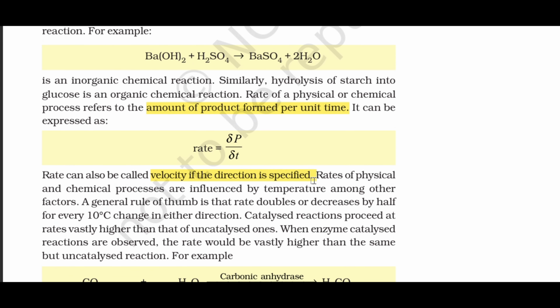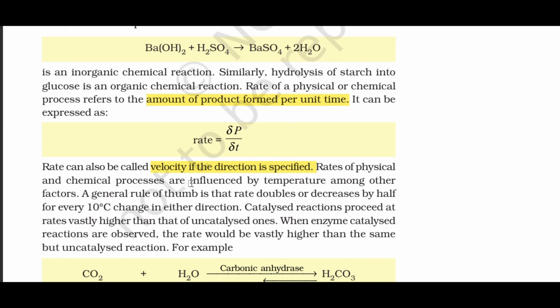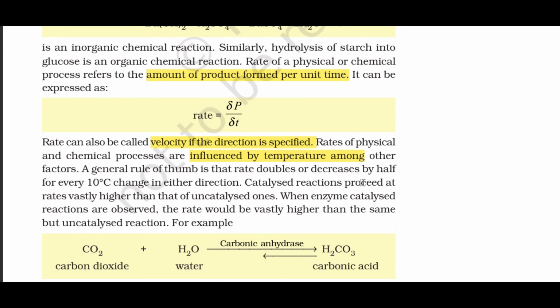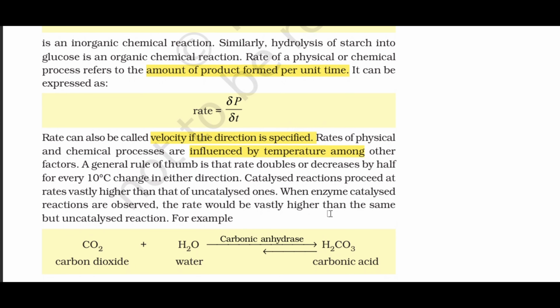Rates of physical and chemical processes are influenced by temperature among other factors. A general rule of thumb is that rate doubles or decreases by half for every 10 degrees Celsius change in either direction. Catalyzed reactions proceed at rates vastly higher than that of uncatalyzed ones. When enzyme-catalyzed reactions are observed, the rate would be vastly higher than the same but uncatalyzed reaction.